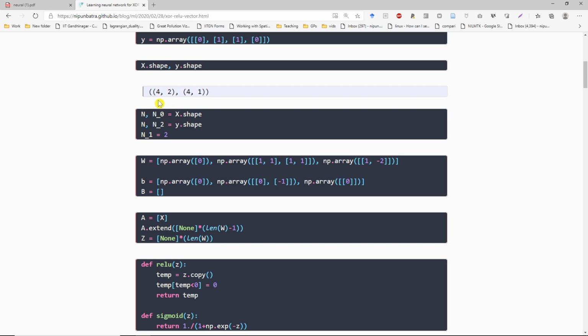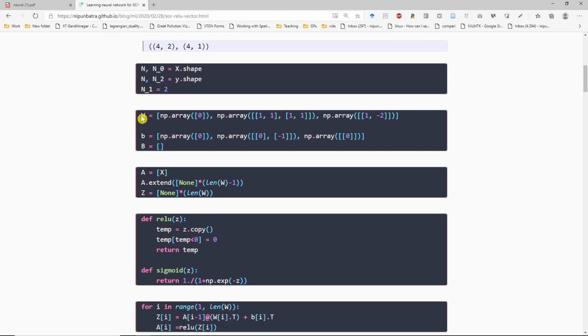I'm trying to use the same convention which I've introduced in the slides. So n is the number of examples, which is 4. N0 is the number of input features, which is 2, right? So you can write n comma n0 as X dot shape and n comma n2 as Y dot shape, because n2 is the number of nodes in the final layer. I've defined n1 to be 2, basically saying that the number of nodes in my hidden layer is 2.